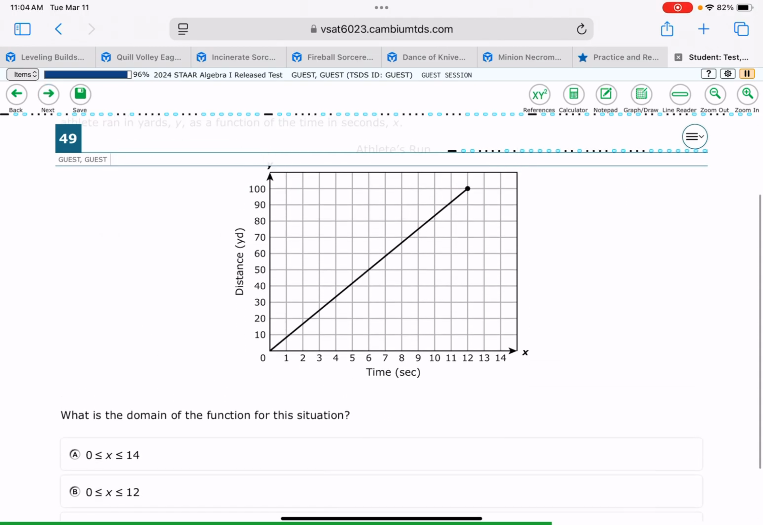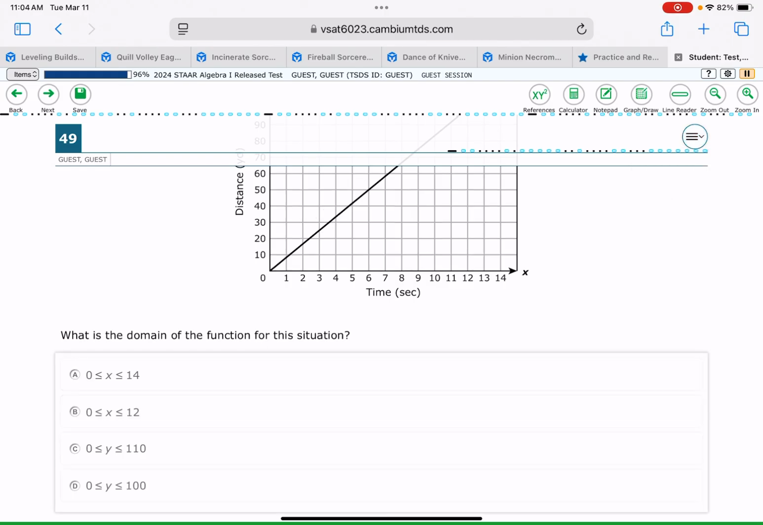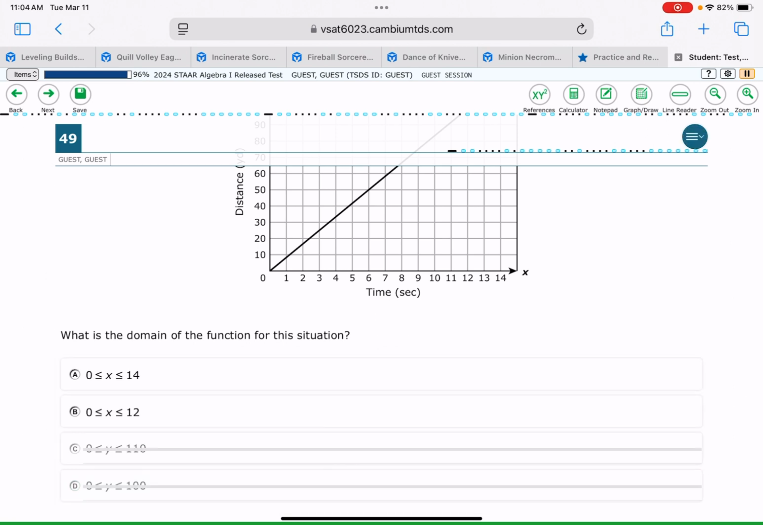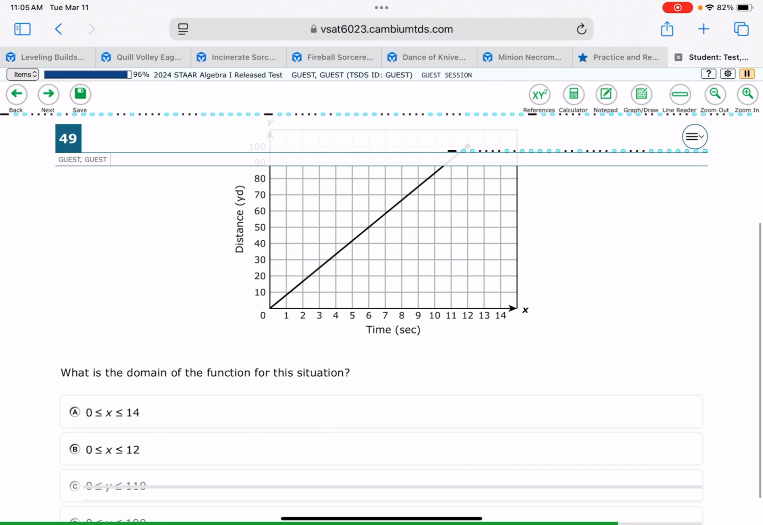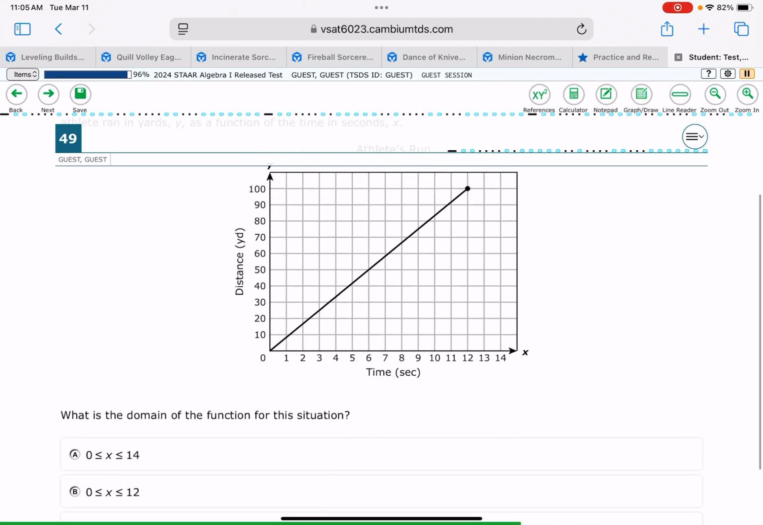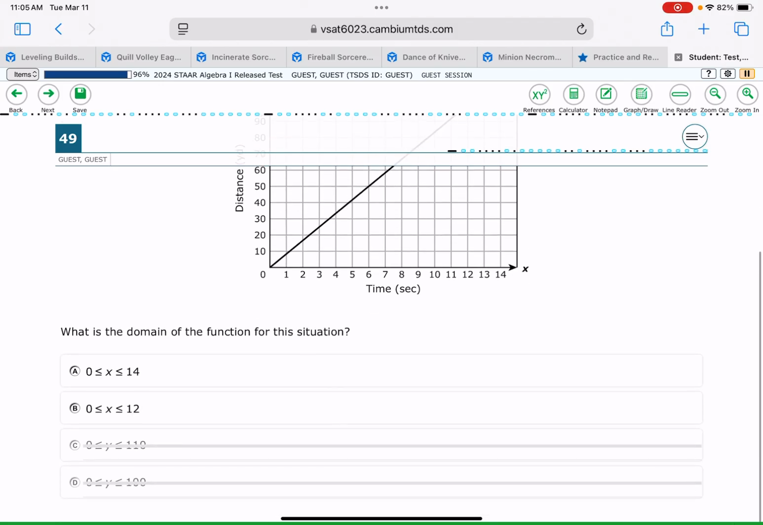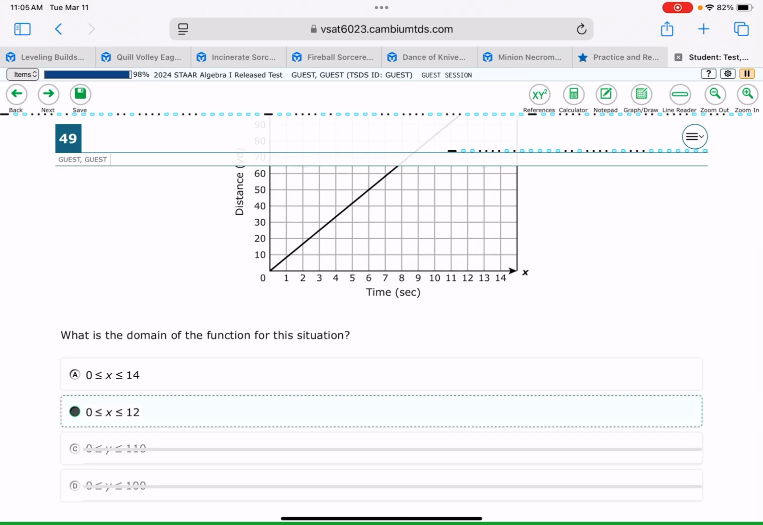We're looking at the domain. Please do this on the STAAR test and think about this so that you don't make the mistake. If we're looking for a domain, C and D have y values. That is range. So a lot of times on the STAAR, they'll have questions like that, and you can eliminate sometimes, if not most of them, just by reasoning and seeing that they have x and y. All right, so now both A and B have a minimum value of 0. So I just need to look at my max x value, which is 12. So my answer choice is B.